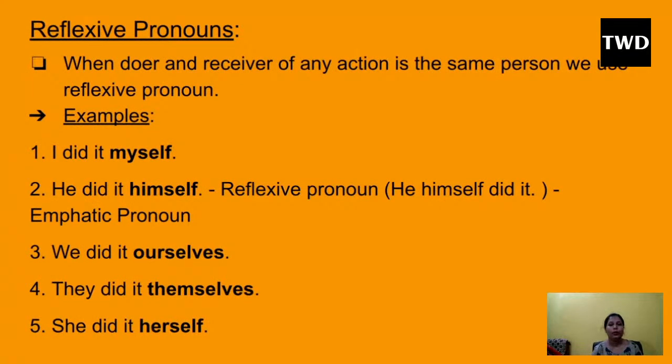Moving forward to reflexive pronoun. Reflexive. Yes. When doer and receiver point out to the same person.